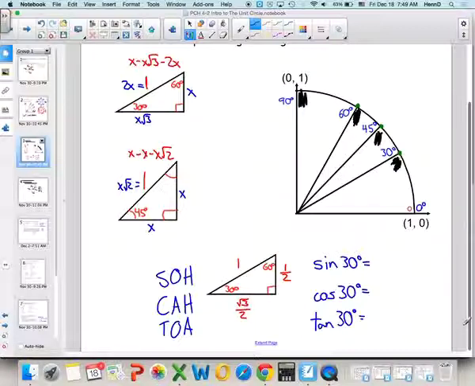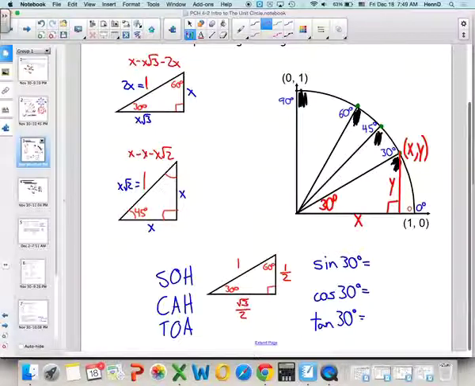Kind of refresh our memories on doing the right triangle trig. So where are these triangles coming from? Let's take a look here. You can see here the 30-degree angle is this angle right here. If I'm trying to find the coordinates of this point, x, y, the x coordinate will be this side of this right triangle, and the y coordinate will be this side of the right triangle.